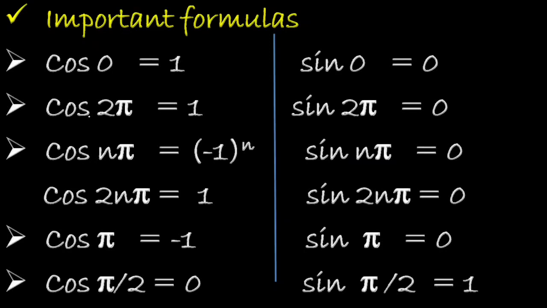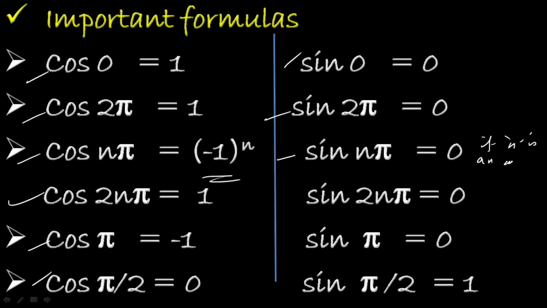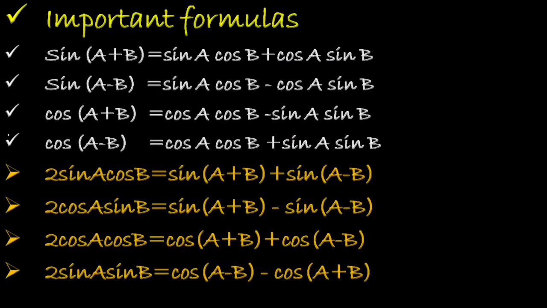So these are all the values you should remember while substituting the limits. Cos 0 takes the value 1, cos 2 pi is plus 1, cos n pi is minus 1 whole power n, cos 2n pi is plus 1, whereas cos pi has value minus 1, cos pi by 2 is 0. Whereas in case of sine terms, sin 0 is 0, sin 2 pi is 0, sin n pi is equal to 0 if n is an integer. This is a very important thing. Here we mostly deal with only the integer case, so that's why I am not mentioning others here. Sin 2n pi is also 0 when n takes integer value, sin pi is 0, whereas sin pi by 2 takes the value 1. These are all the important things you should remember.